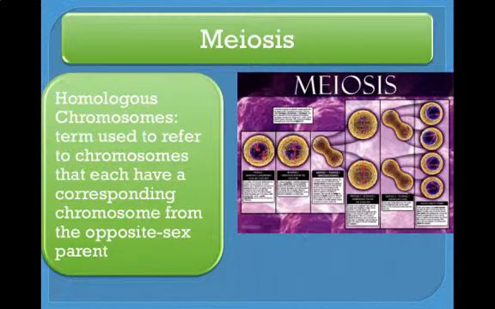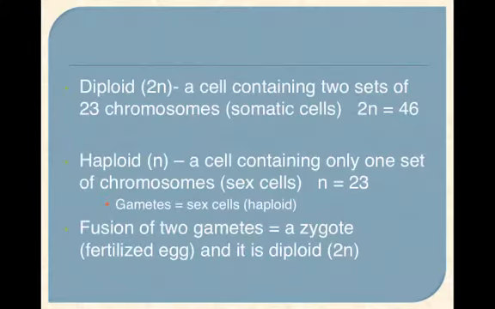And meiosis is the process of breaking down all of the genetic information into 4 haploid cells. So we're taking it from 1 cell, we're making 4. So we're going to go through 2 divisions. Alright, more vocabulary. Diploid, or 2N, is a cell containing 2 sets of 23 chromosomes, the somatic cells. Haploid is a cell containing only 1 set of chromosomes, or sex cells. These are going to only have 23.